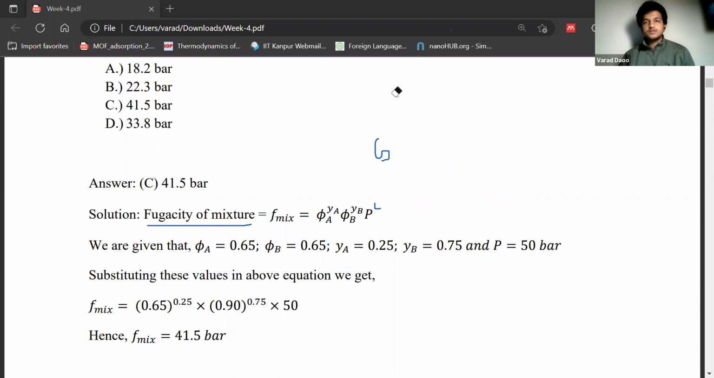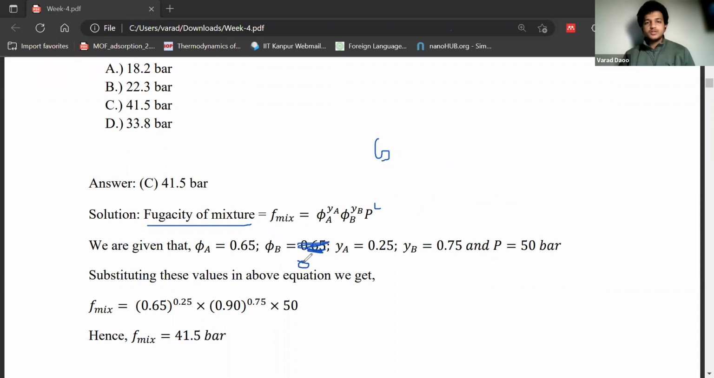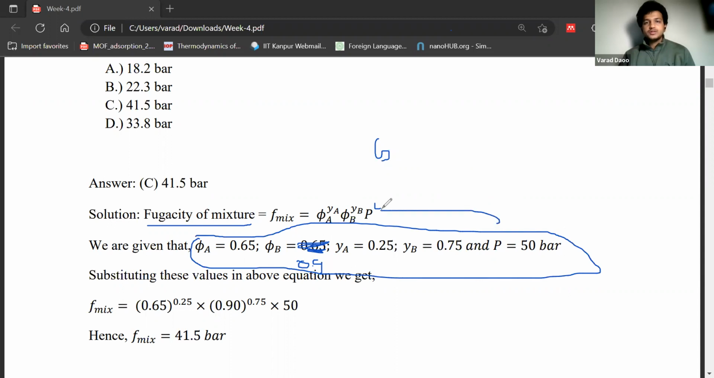Okay, this is given as, this is not 0.65, this is 0.9. Okay, pi b is 0.9. So once we substitute these values into this expression, what we get is F mix equal to 0.65 whole to the power y, right? It is the expression multiplied by pi b whole to the power yb multiplied by total pressure. So when you solve this expression, it comes out to be around 41.5 bar.